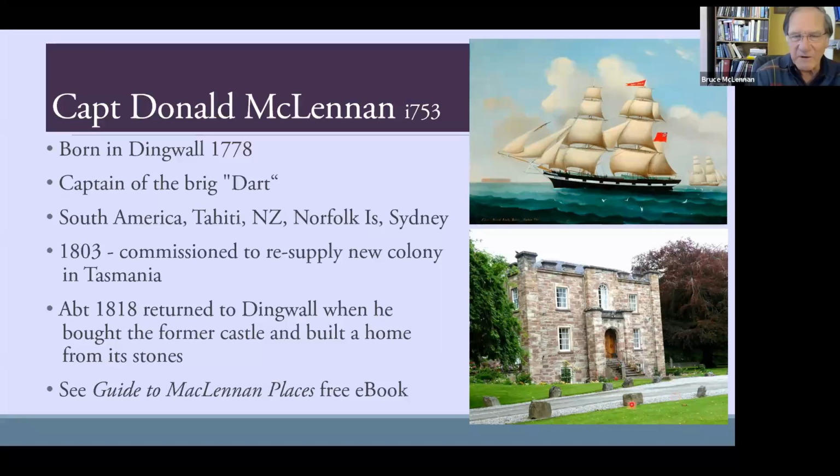Since I first took this photo, they put a very ordinary looking fence up, so you can't see it quite as well as you used to be able to, but it's in Church Street in Dingwall. And you can read about it in the book Guide to MacLennan Places. That's a free ebook that you can get, those of you that haven't got it yet, from the left-hand menu on the Genealogy webpage. Guide to MacLennan Places, or something like that, the link is lower down on the left-hand side.